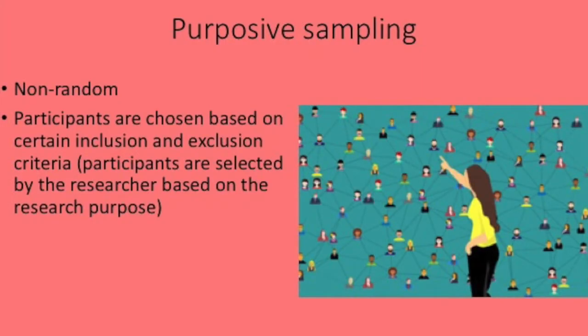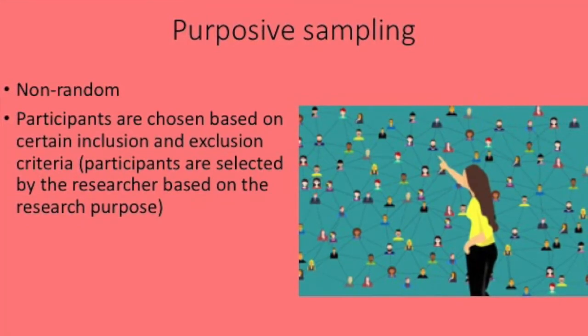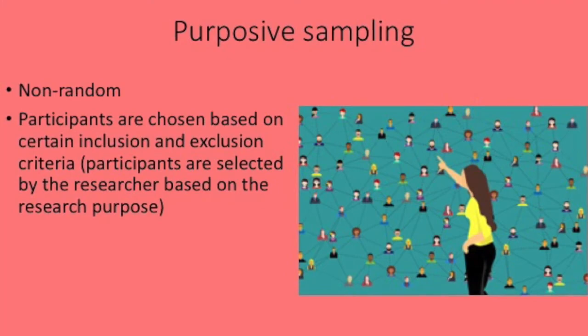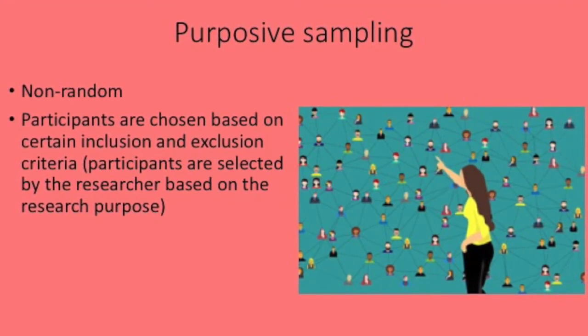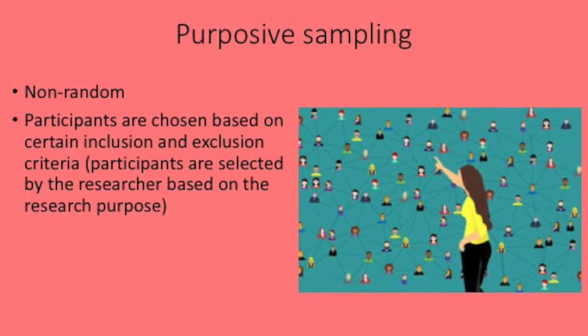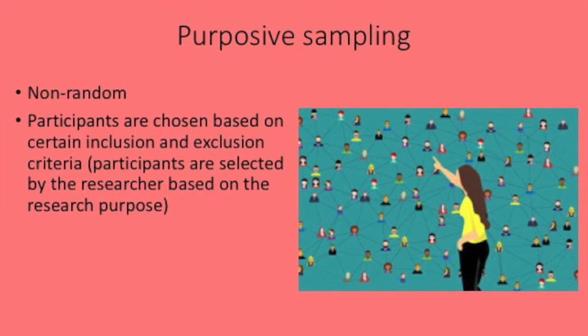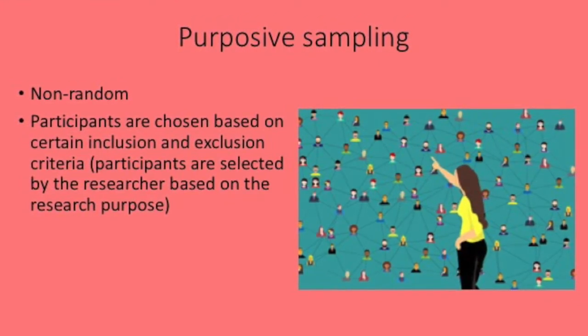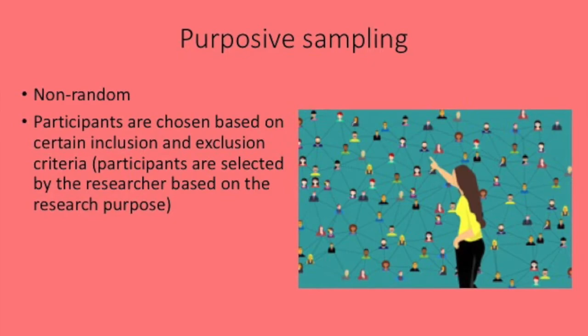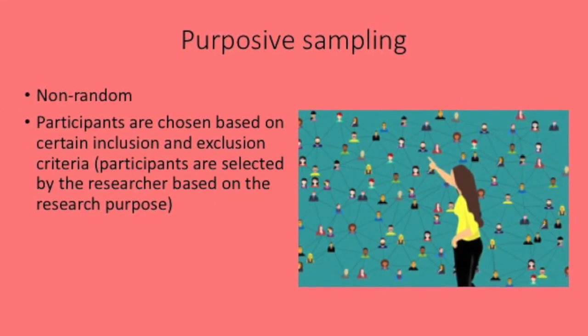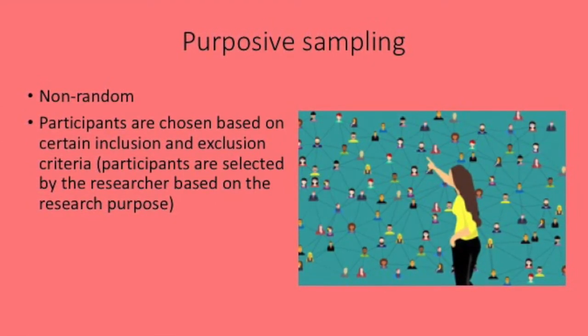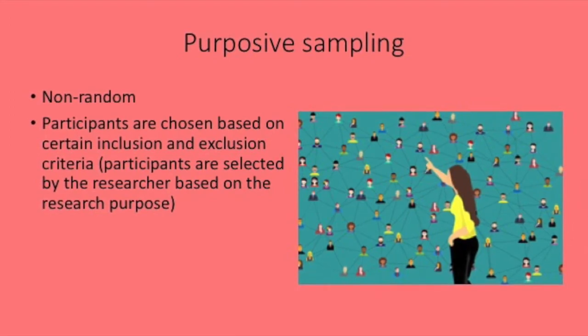In qualitative research, it's common to use purposive sampling. Purposive sampling is a non-random sampling technique. The researcher chooses and contacts participants based on certain inclusion and exclusion criteria that are important for their aim. The target population of purposive samples is therefore quite specific.